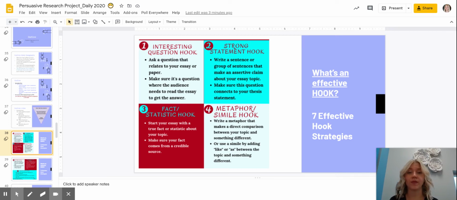What is this showing? You could use a metaphor or simile. Write a metaphor that makes a direct comparison between your topic and something different to grab their attention. Or you can use a simile, like or as, again, to make a comparison between your topic and something different.